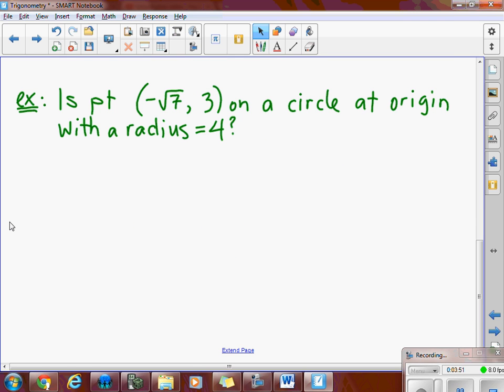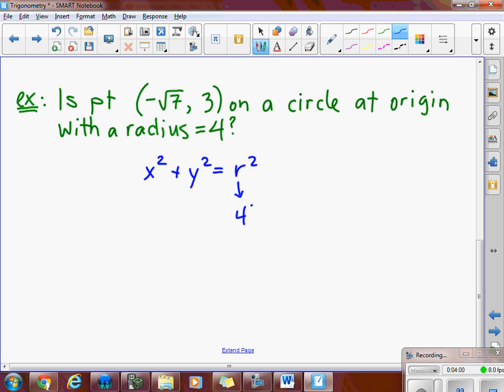Same work's going to take place. We're going to say x squared plus y squared equals r squared. My radius, they say, is 4, so we're going to put that in. Now we got this point x, y again. It's going to be very important now that we remember that when we substitute in, we need brackets here. So that's negative root 7 squared plus 3 squared. We want to see if that equals 4 squared. 4 squared's easy. That's 16.